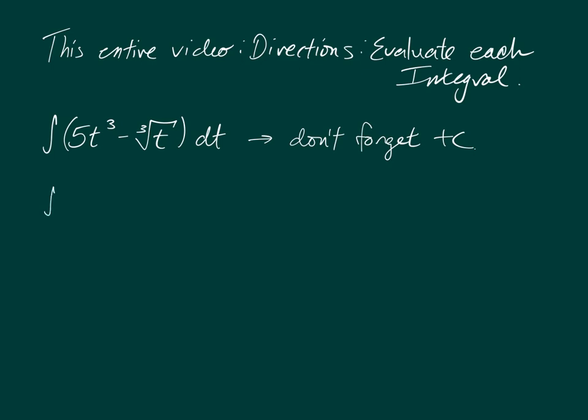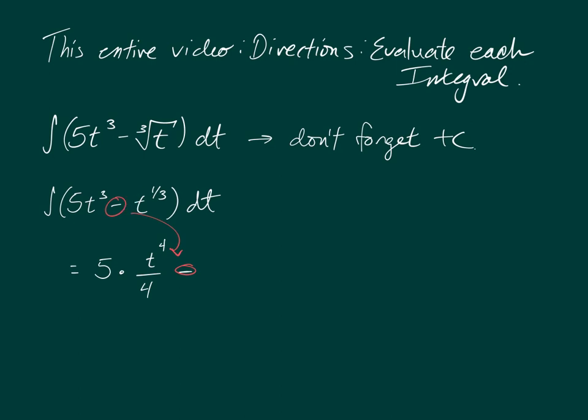Well, first I see a problem here with this cube root, and I want to rewrite that. So this would be 5t cubed minus t to the 1/3 power dt. Now that this has been rewritten as an exponent, we can use the power rule to find the antiderivative, which will be 5 times the antiderivative of t cubed is t to the 4th divided by the new exponent, minus, that's this minus here. The constant multiplier here is 1.